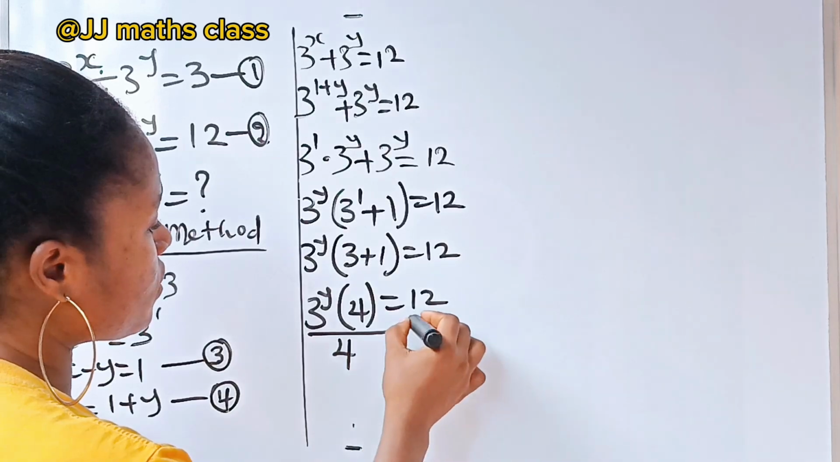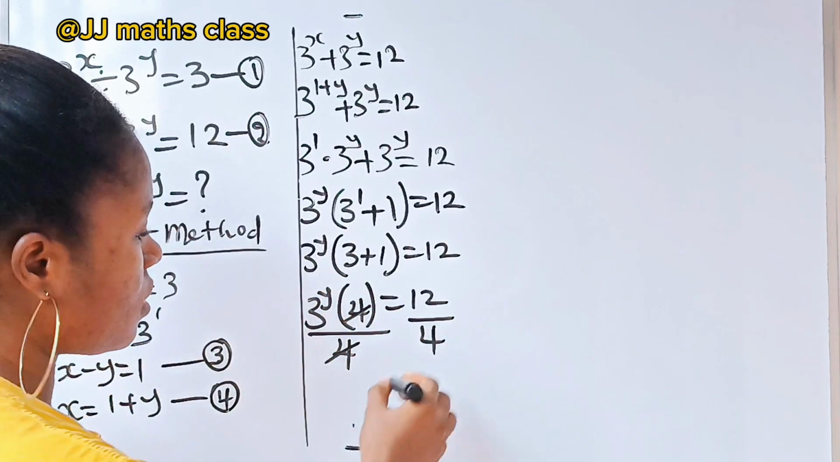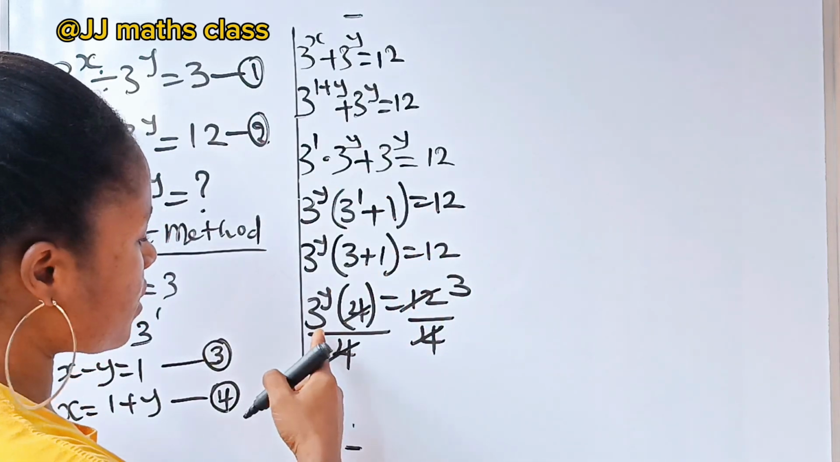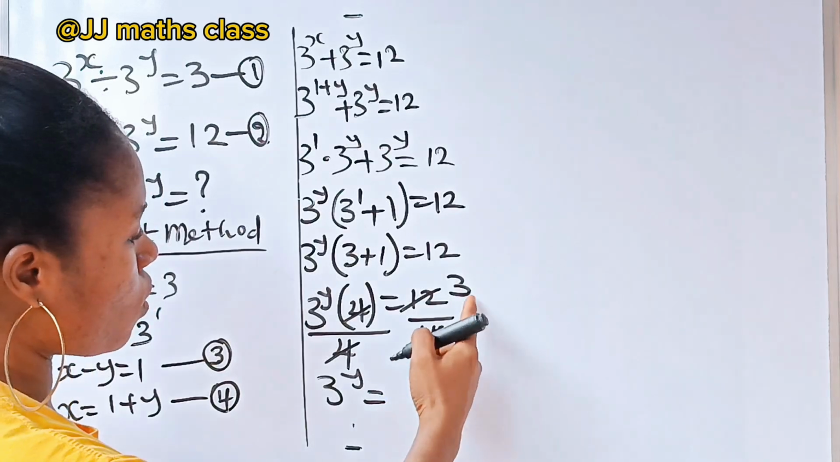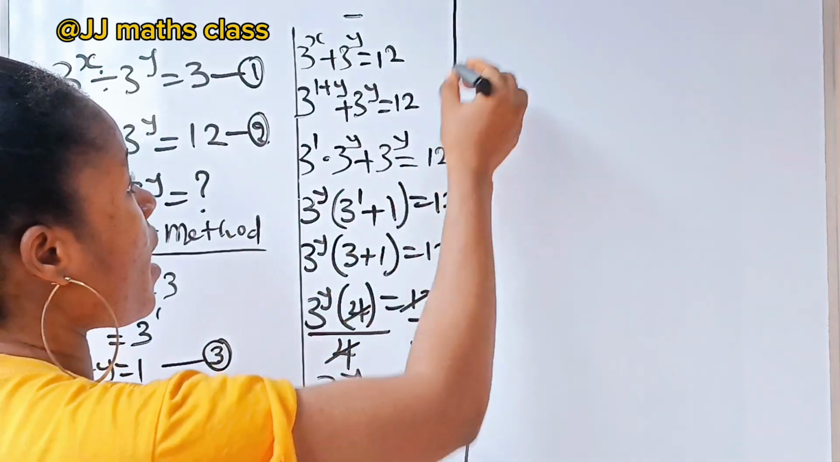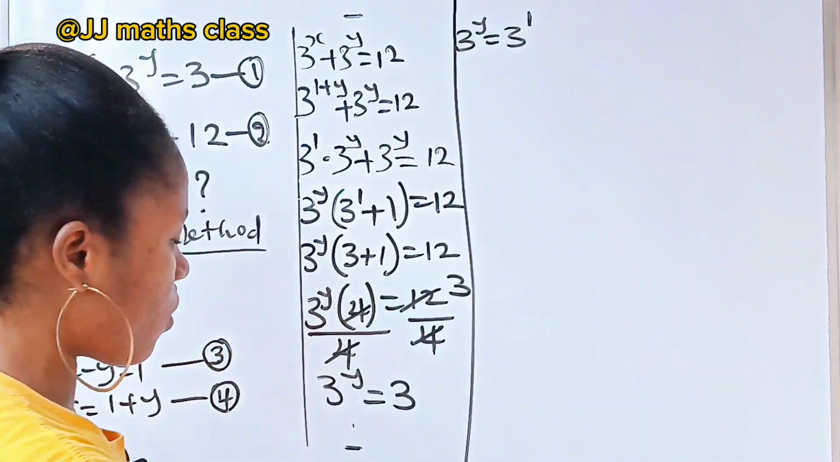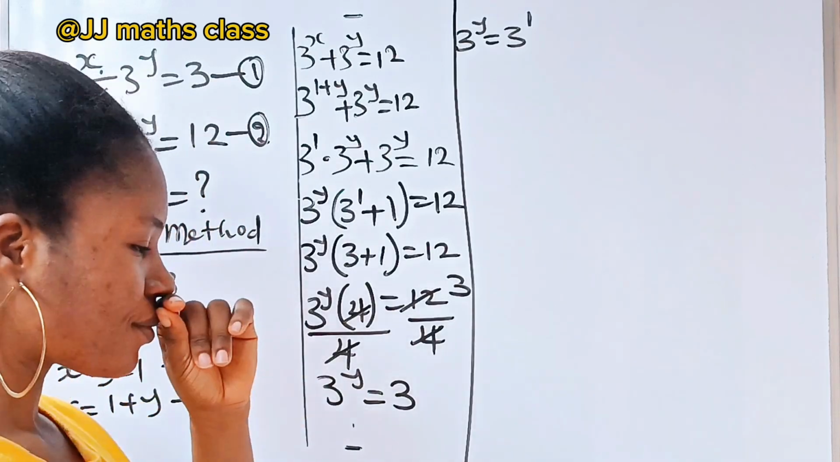Let's divide both sides by 4. This we divide this, we have 1. This we divide this, we have 3. That means we can write that 3 to the power of y is equal to 3. Now we can write that 3 to the power of y is equal to 3 to the power of 1, because 3 is the same thing as 3 to the power of 1.